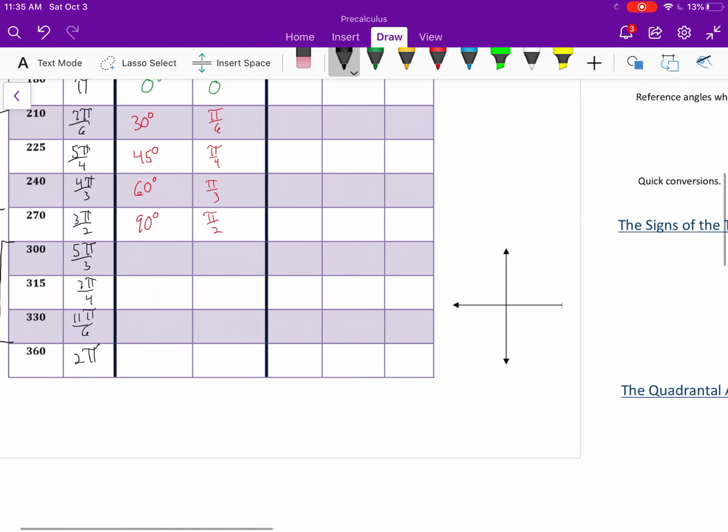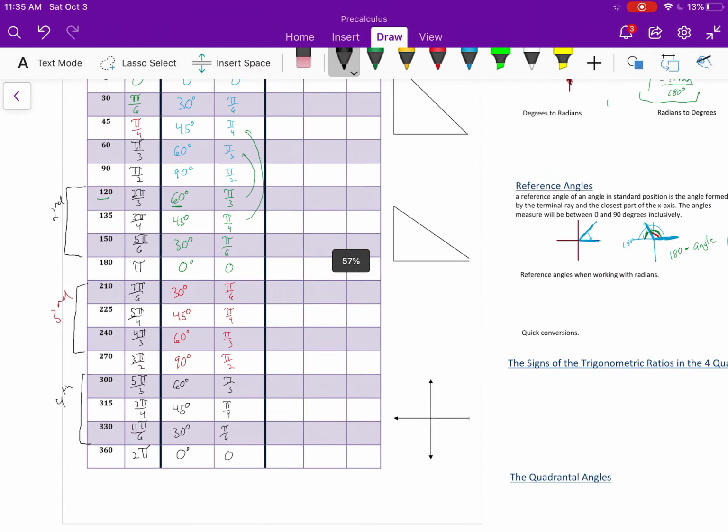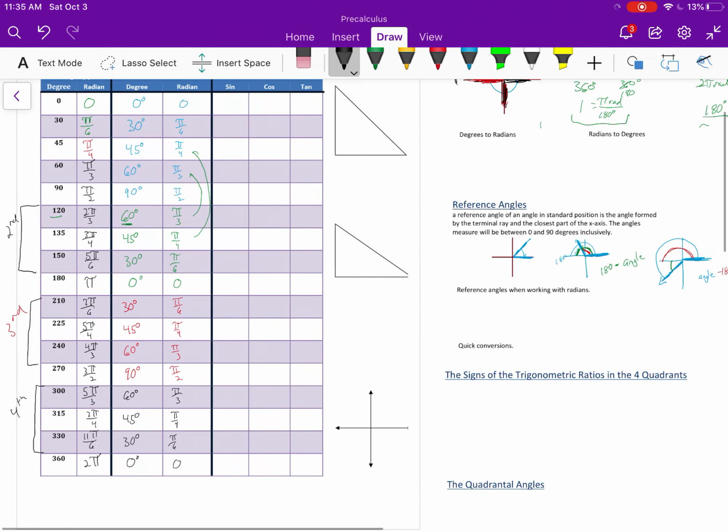So we can come over and finish our chart. 360 minus 300 is 60 degrees. 360 minus 315 is 45 degrees. 360 minus 330 is 30 degrees. And 0 degrees. And again, we can convert these to radians. 60 degrees is pi over 3. 45 is pi over 4. 30 is pi over 6. And 0 degrees is 0 radians. So now we have all of those radian measures, reference angle measures.